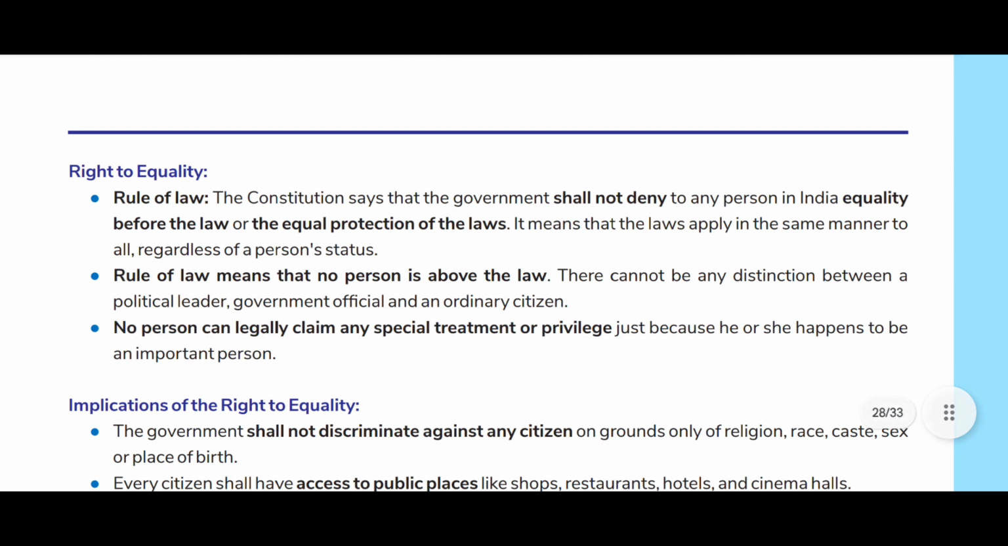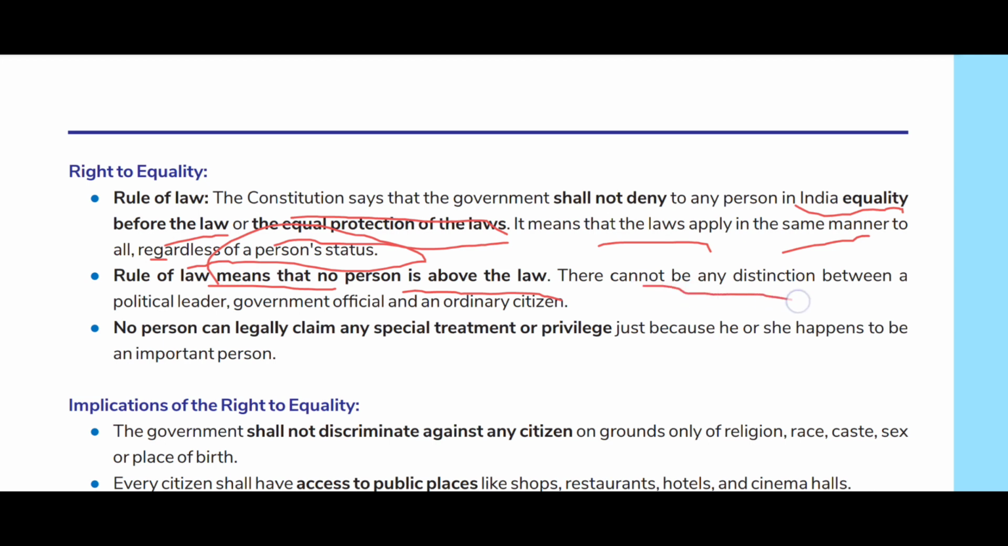Right to equality, rule of law. The Constitution says that government shall not deny to any person in India equality before the law or the equal protection of the laws. It means that the laws apply in the same manner to all regardless of a person's status. Rule of law means that no person is above the law. There cannot be any distinction between a political leader, government official, and an ordinary citizen. No person can legally claim any special treatment or privilege just because he or she happens to be an important person.